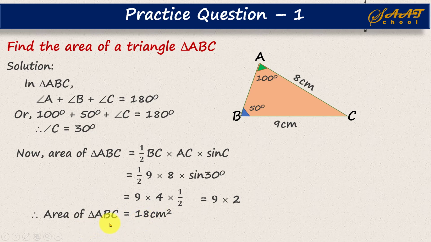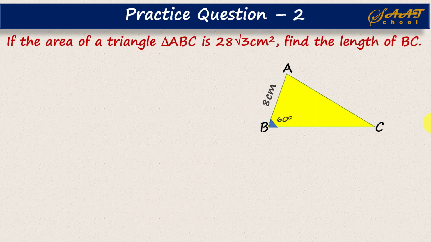So this is how we find the area of a triangle. Again, simply the area of a triangle is half the product of two sides and the angle between those two sides. And here we have 18 square centimeters. Now here is practice question 2. In this practice question, the area of the triangle is given, which is 28 square root of 3 square centimeters.